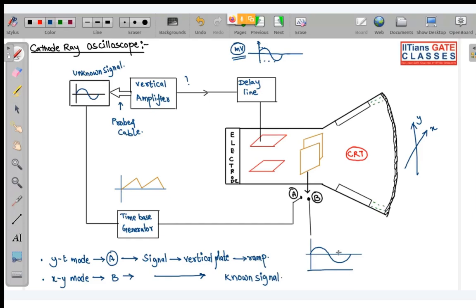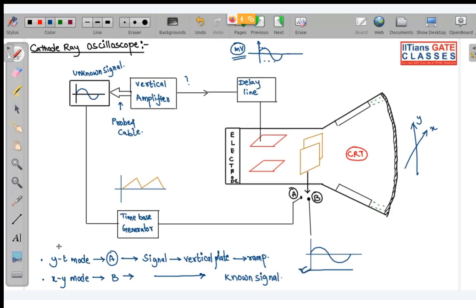Why we take a sinusoidal signal, I will explain. Usually we take it as a sinusoidal signal, which is a known signal. Known signal means I already know the time period of the signal. If I know the time period, that means I know the frequency of the signal, and I know even the amplitude of the signal. It can be a sinusoidal signal, a square signal, or a triangular signal, but usually we take sinusoidal signals only. Why? I will explain later.